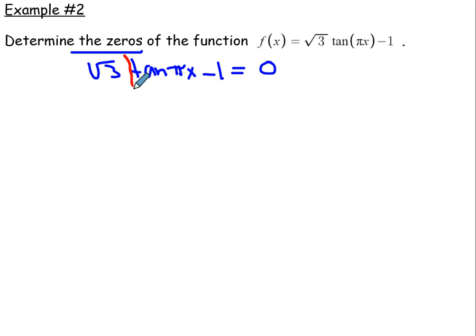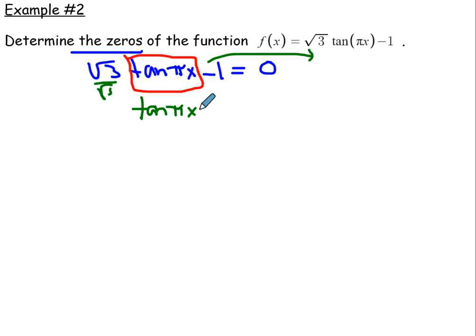So tangent is this part here. So how do you isolate? You need to get rid of the 1 and the 3. So we're going to send it on the other side. So the 1 is going to be plus 1, and here we're going to divide by square root of 3. So we end up with tangent of pi x is equal to 1 over square root of 3. Now, if you remember, when we have a square root at the bottom, we could rationalize and multiply by square root of 3 at the bottom and at the top, and we would get this.